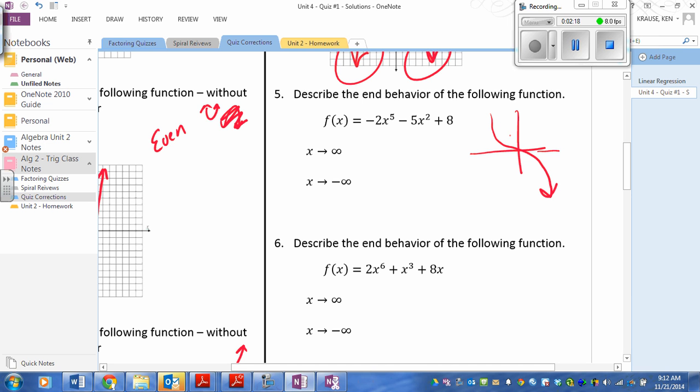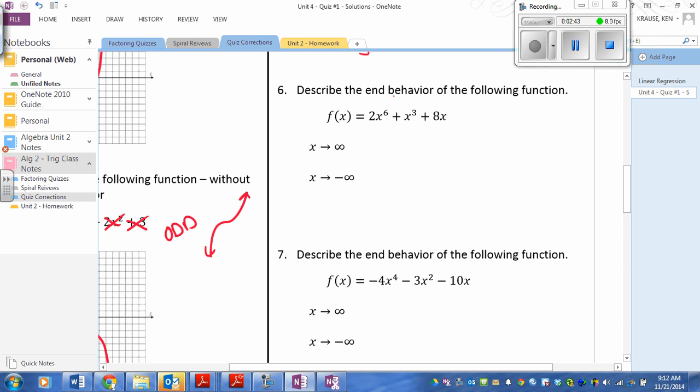Because it's the 5th degree, it's odd, and it's negative, so it's coming down. As x goes in this direction, what's y doing? y is going down to negative infinity. So y approaches negative infinity. As x goes in this direction, what's y doing? Well, y is going up, so y is approaching positive infinity.